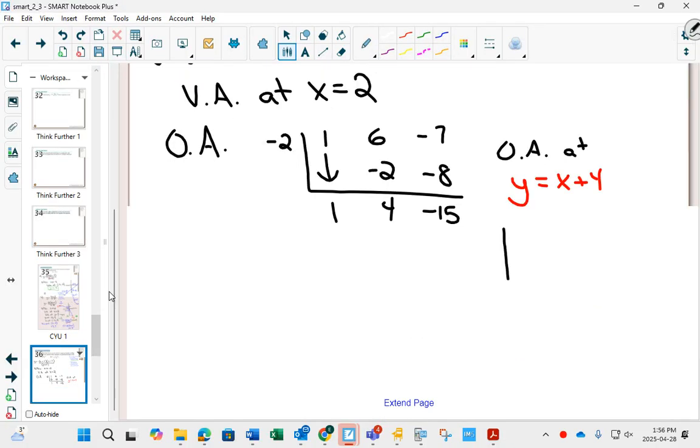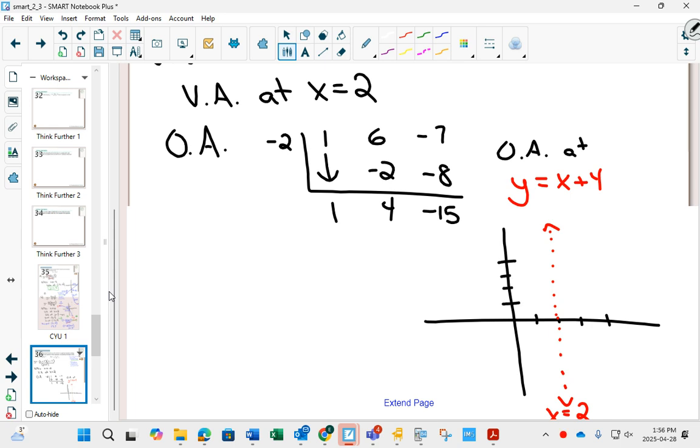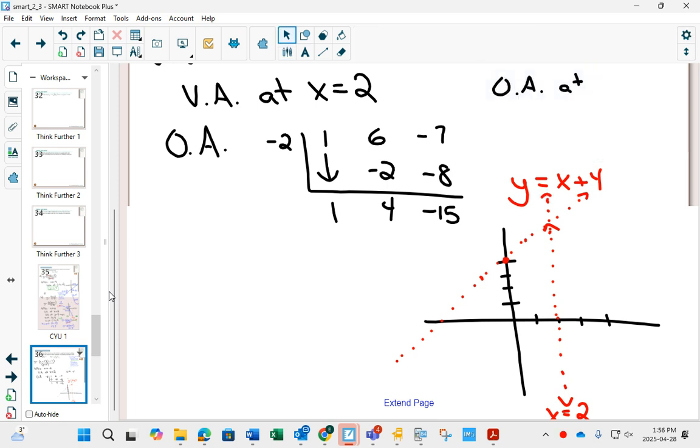At this stage, I like to start my graph. So I know that I have a vertical asymptote at 2, and I can label it x equals 2. My oblique asymptote is a line, a line with a y-intercept of 4 and a slope of 1. So I could go over 1, up 1, over 1, down 1. It's going to get in the way later.